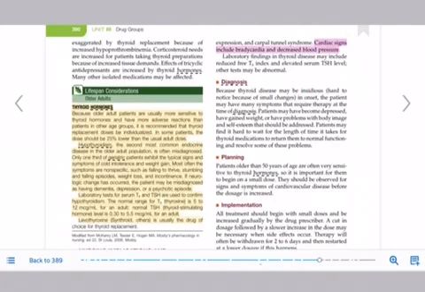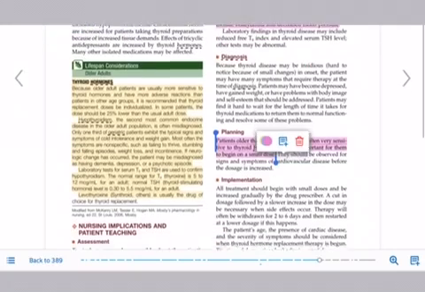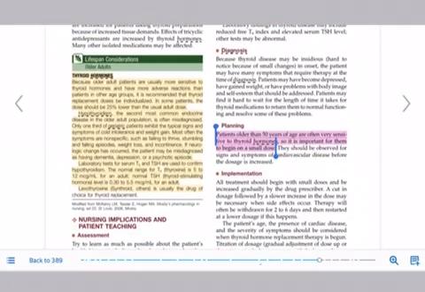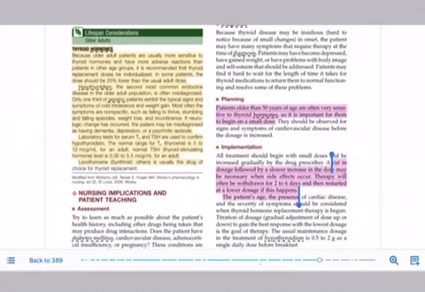All right. It says patients older than 50 years are often very sensitive to thyroid hormone, so it's important for them to begin on a small dose. It says a cut in dosage followed by a slower increase in the dose may be necessary when side effects occur. So make sure you're monitoring and assessing your patient and teach family members or the patient to be aware of their signs and symptoms.